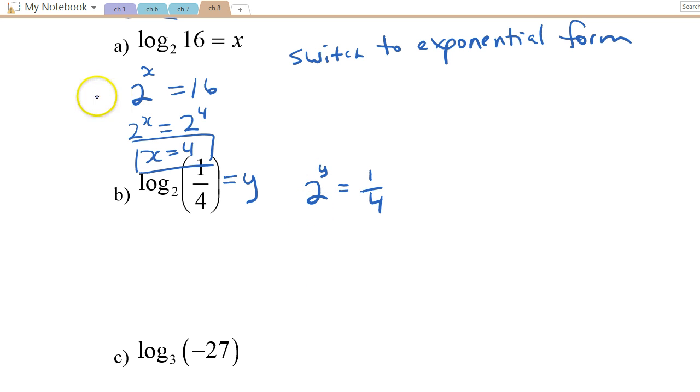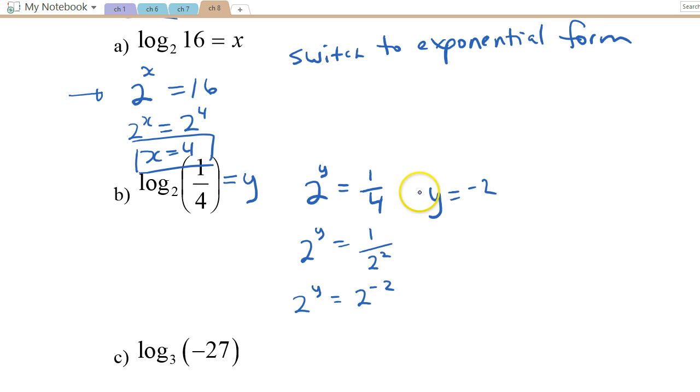Just like in our previous question, we had 2 to the power of x is equal to 16. Here, if 2 to the power of y is equal to 1/4, we change it to some expression with a base 2. We can say this is equal to 1 over 2 squared. So 2 to the power of y is equal to 2 to the negative 2. And then it's quite clear that y is equal to negative 2.